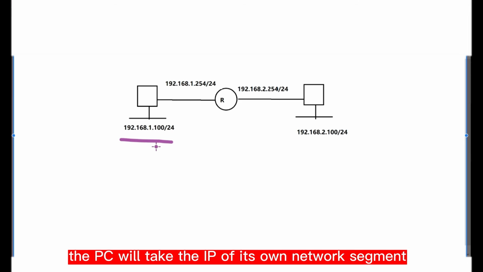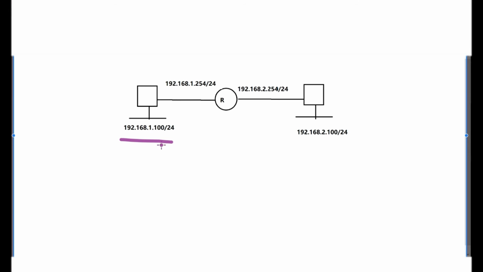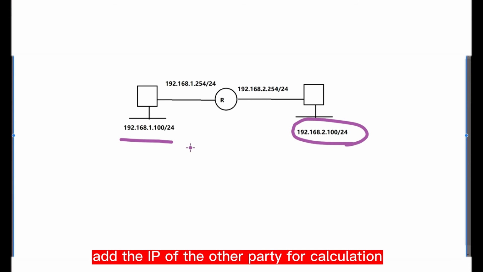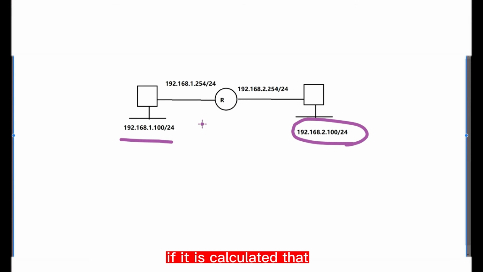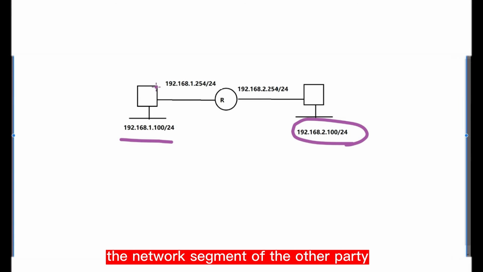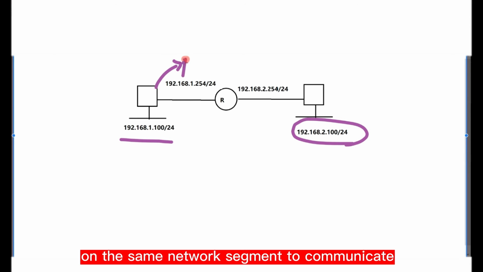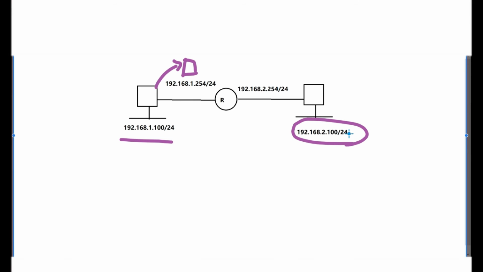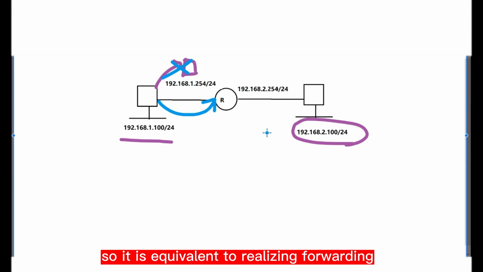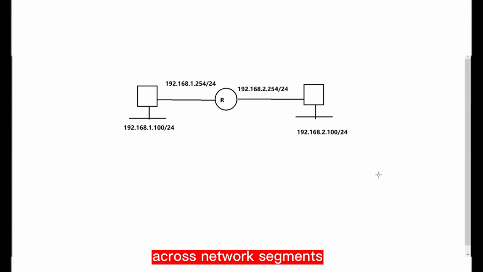The PC will take the IP of its own network segment and the mask, and use them together with the IP of the other party for calculation. If it is calculated that the other party is in the same network segment as itself, it directly finds the device on the same network segment to communicate. If not in the same network segment, the PC will find its gateway and let the gateway help it communicate.